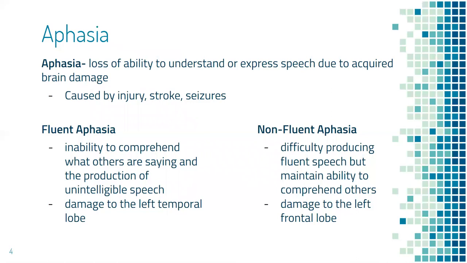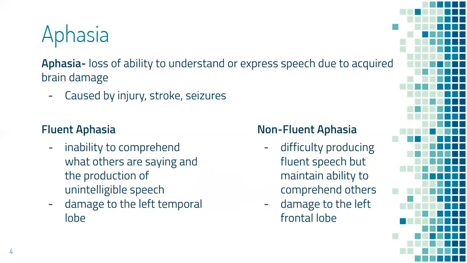Fluent aphasia is often caused due to damage to the left temporal lobe, resulting in difficulty in comprehending speech. However, some fluent aphasic patients may understand short individual words. Their speech may sound normal in tone, but it is often riddled with errors, making it unintelligible.